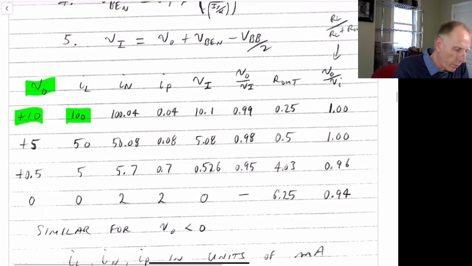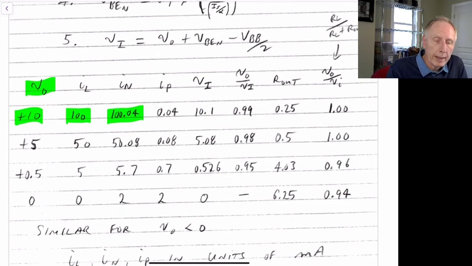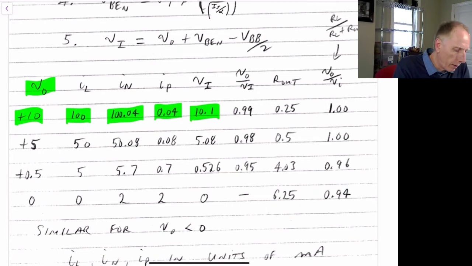So the first one we have is I sub L equal to 100 milliamps. I sub N, using the method we have above, is 100.04 milliamps. So it's a little bit higher than the load current because part of it goes through the PNP transistor. So I sub P is 0.04 milliamps. The input voltage is 10.1, even though our output voltage is 10. Again, that's just once we solve for VBEN.